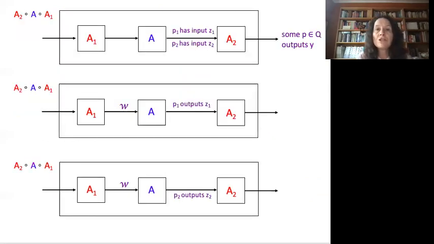For example, suppose there is an execution in which some process in Q outputs Y from A2 when P1 has input Z1 and P2 has input Z2. There may be an execution of A from input vector W where P1 outputs Z1, and there may be another execution of A from input vector W where P2 outputs Z2. But there may be no execution of A from input vector W where P1 outputs Z1 and P2 outputs Z2.